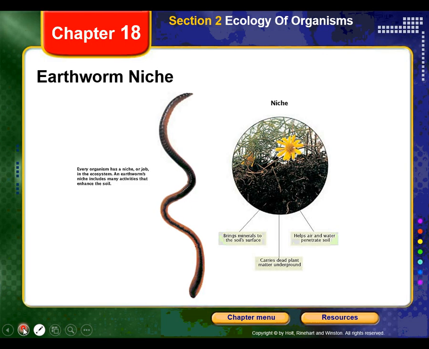Now, an example of that is the earthworm will always live most of its life underground. It's responsible for taking organic matter and moving it around and aerating it, so it has a very specific role. And of course, in a food chain, it will actually be food for a bird.